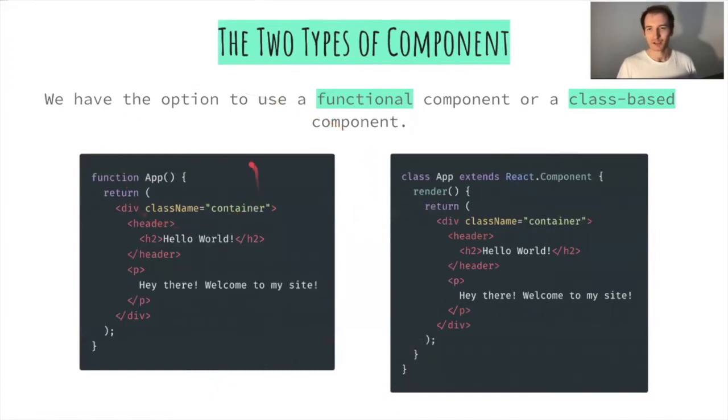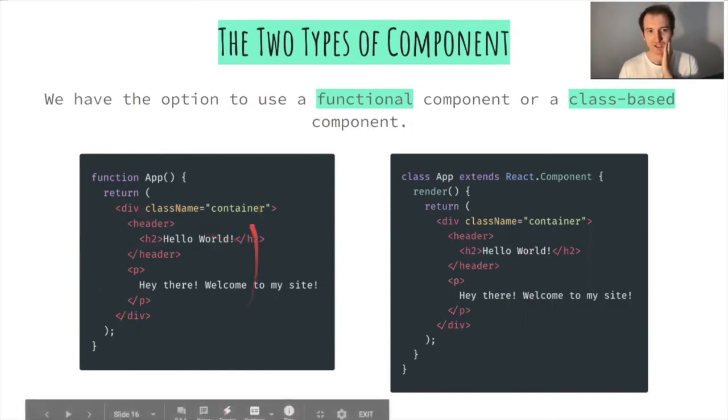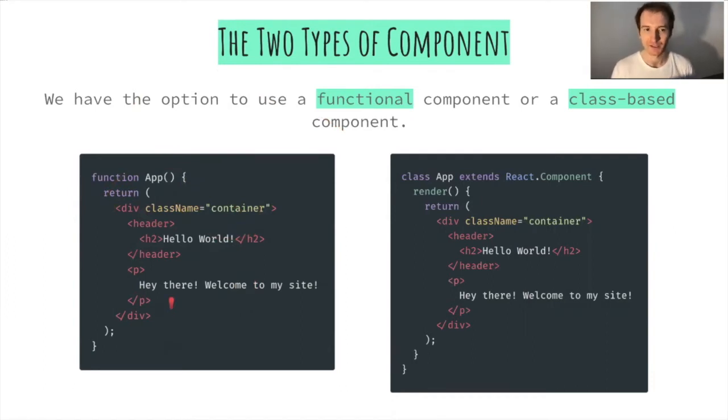Okay, so I talked about this being a functional component. It turns out there are two different types of components in React. There are functional components, which are structured just like a function. And then there are class-based components, which are structured just like an ES6 class.